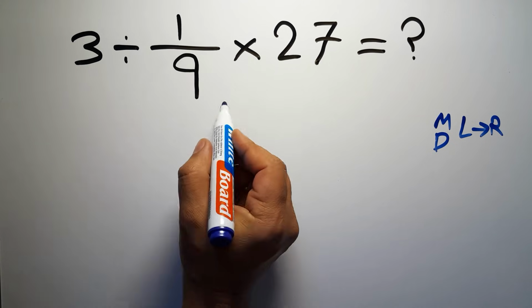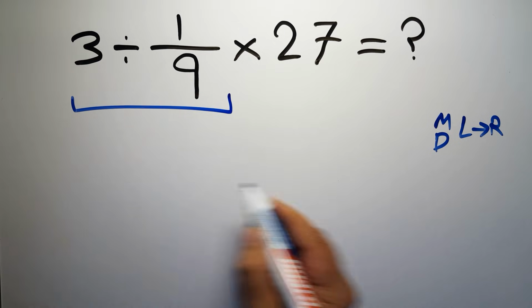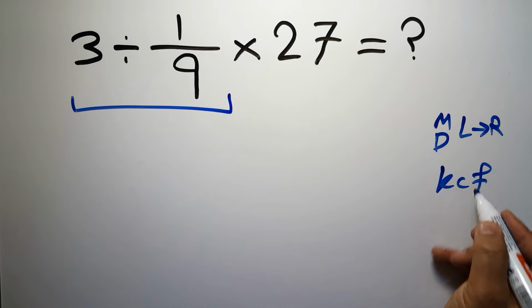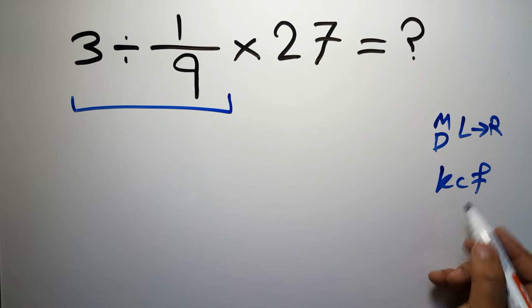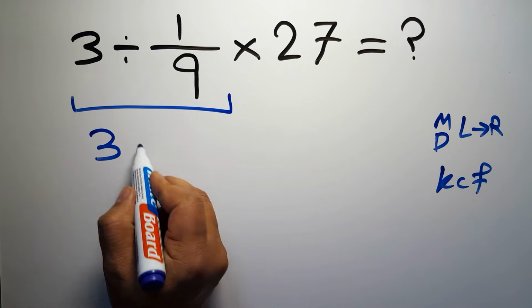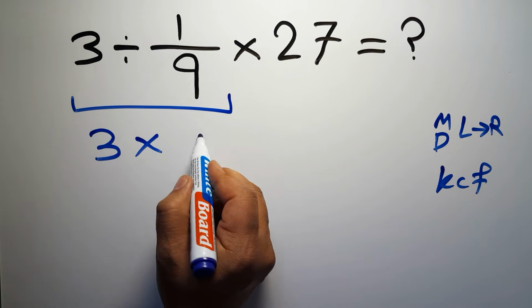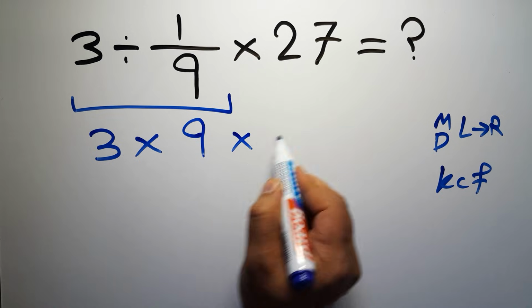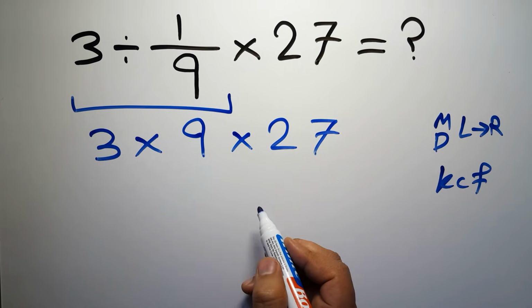3 divided by 1 over 9. According to the KCF rule, K stands for keep, C stands for change, and F stands for flip. We can write keep the first fraction, change division to multiplication, and flip the second fraction. And here we have times 27.